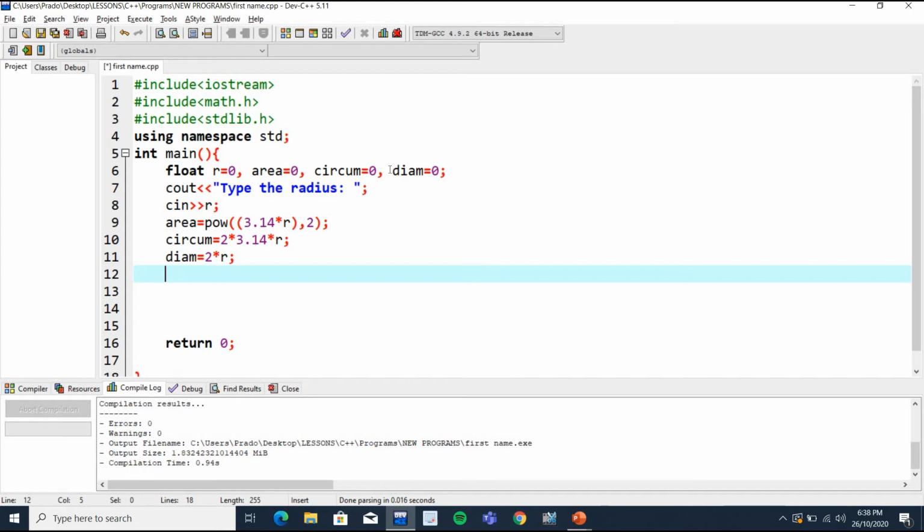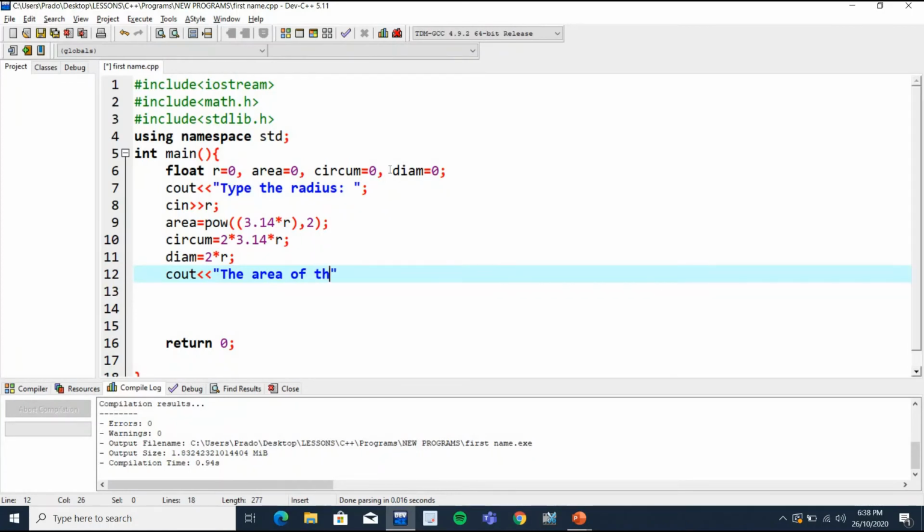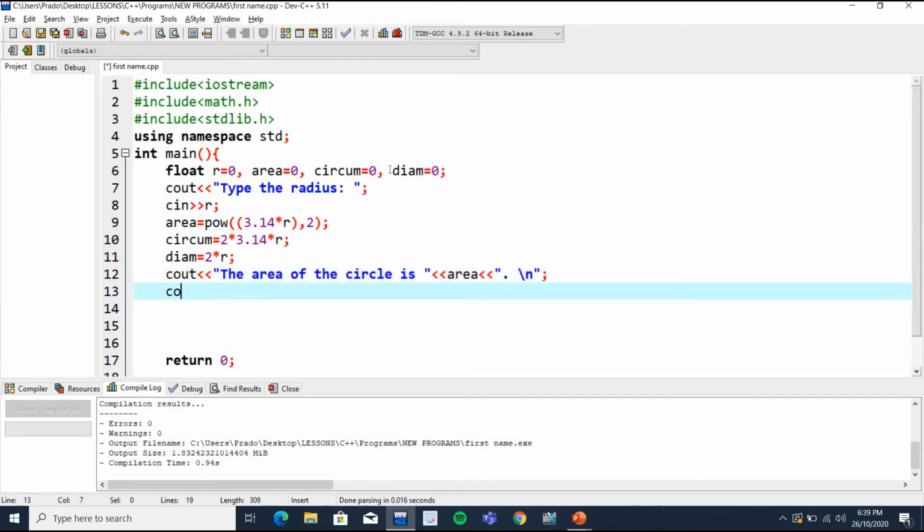So, ang next na po natin gagawin is i-display na po natin yung answer. So, gagamit na po tayo ng cout. So, cout, the area of the circle is, and then, tawagin natin si area. And then, lagyan din natin ng period after ni area. And then, \n para bumaba po si circumference. And semicolon.